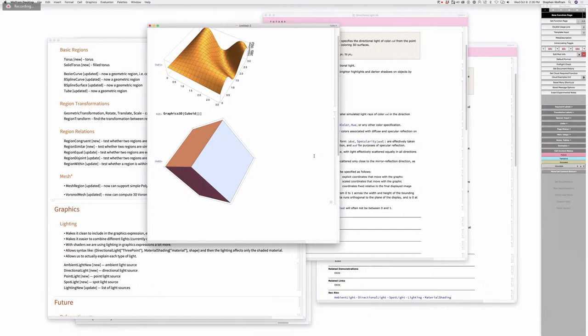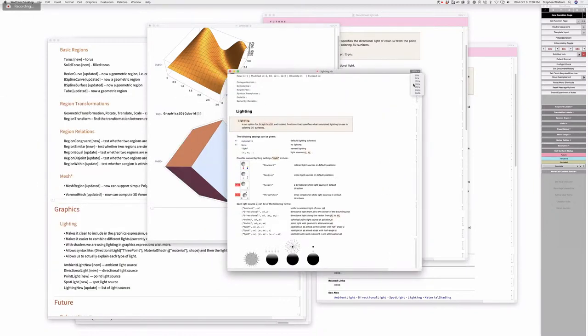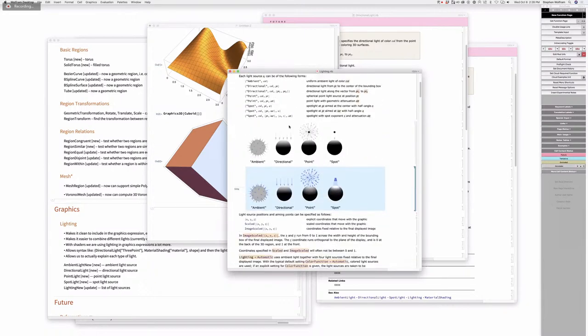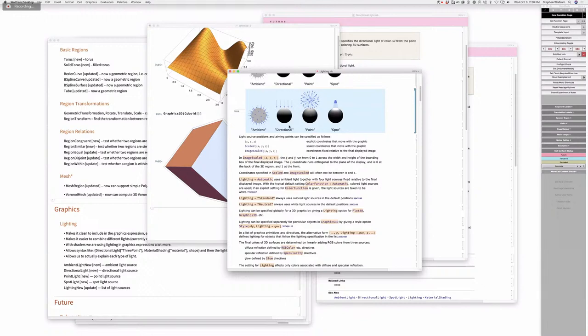Okay, what is the default lighting? What is it in terms of these symbolic objects? So it's in the documentation. I don't know the value explicitly. No, I understand, but it's the same coordinate system. So it's the lighting. Okay, so like standard, what is that? In the default positions, what are the default positions?